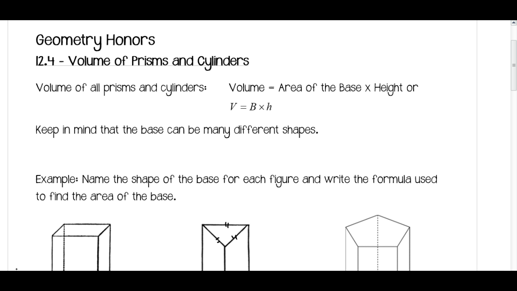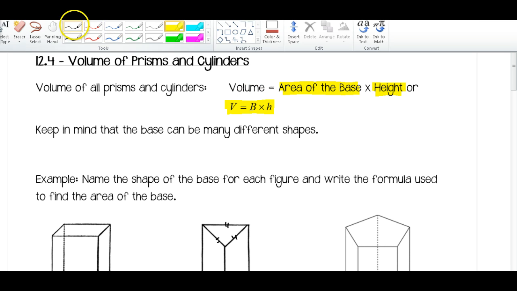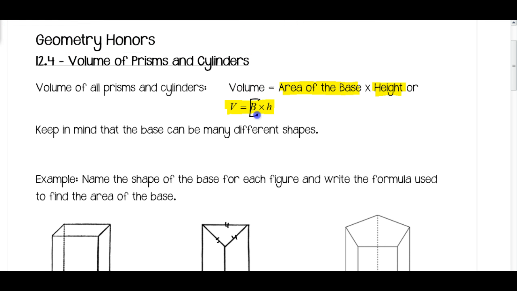So when we're talking about the volume of prisms and cylinders, any prism or cylinder is going to use the same formula for the volume. The volume of any prism or cylinder is just going to be the area of the base times the height, or most of the time I'll just write it as V equals capital B times H. The thing you need to keep in mind is that this area of the base formula is going to change depending on what the shape of the base is.